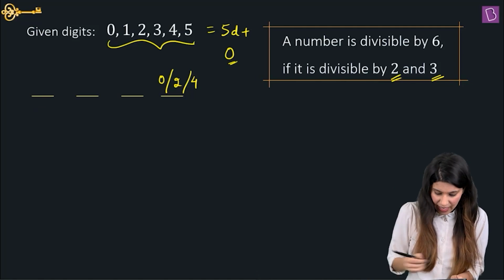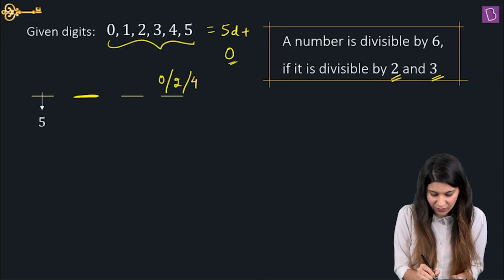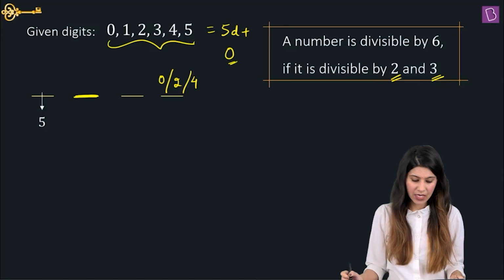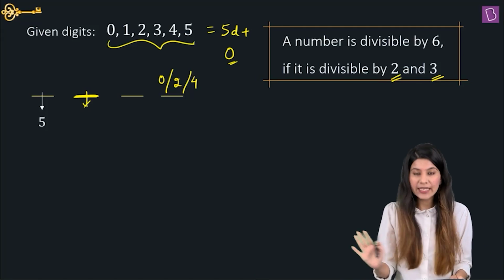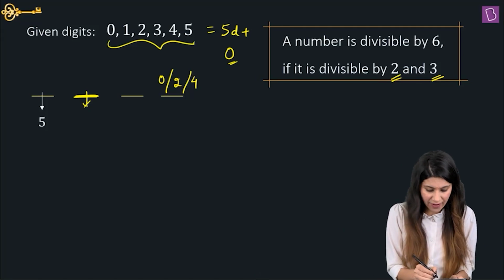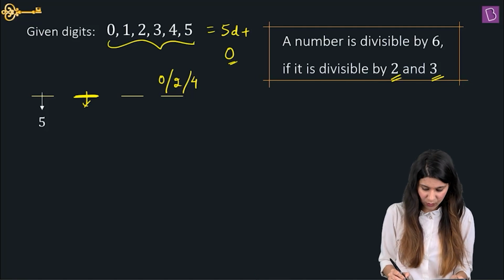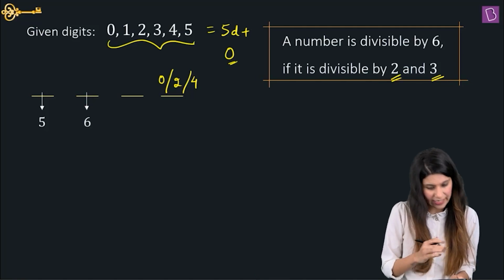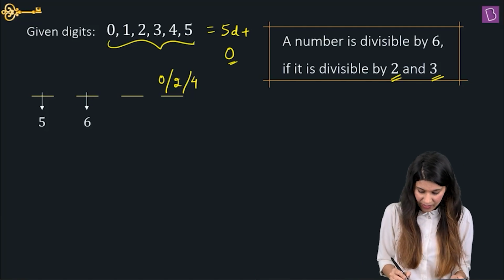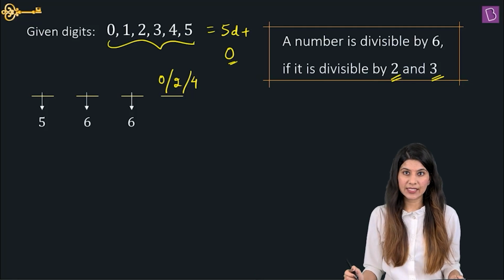Similarly, how many options do I have for the second place? In the second place, I can put any number since repetition is allowed, so with 6 digits I can fill the second place in 6 ways. Similarly, the third place also has 6 choices. But what about the last place?